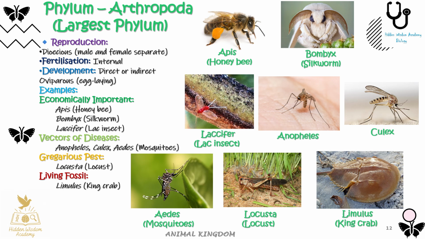A notorious pest example is Locusta, the locust, known for its gregarious swarming behavior. And finally, Limulus, the king crab, is called a living fossil, as it has remained unchanged for millions of years. Phylum Arthropoda shows an extraordinary diversity of form, function, and ecological significance.